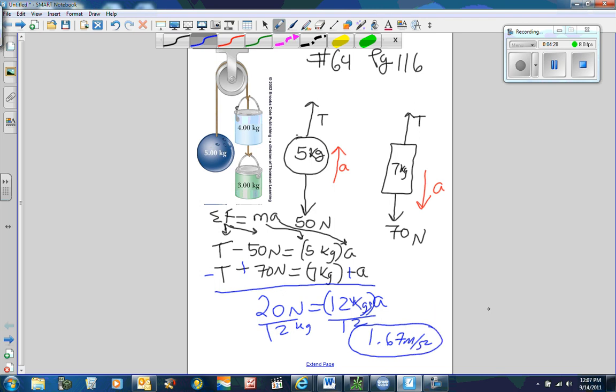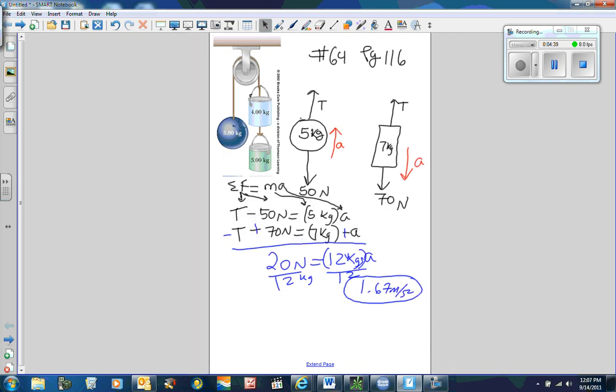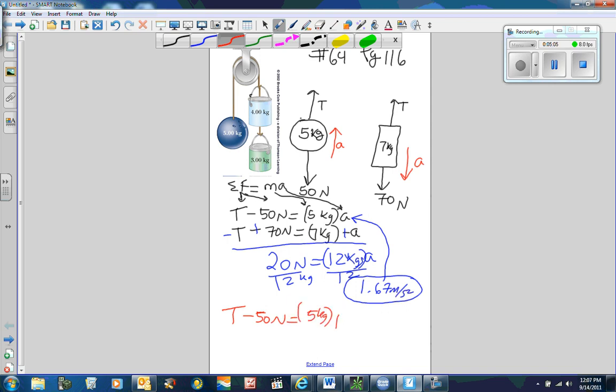And they want also the tension in the two strings. Well, the tension's equal. So let me extend this page just a little bit here. I think this will work. The tension, all I have to do is go back to one of my original equations. I'll just go to this one, and I'll just substitute back in this 1.67 into that equation. And if I do that, I'm going to get tension minus 50 newtons equals 5 kilograms times 1.67 meters per second squared.